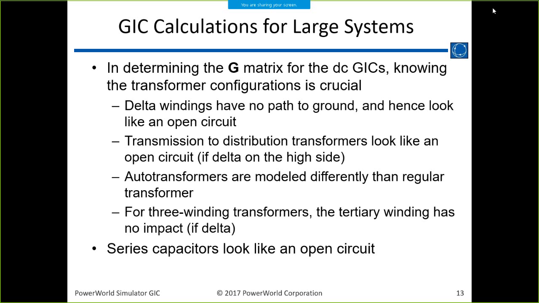What's going on with the tertiary windings out here in the west? You guys have series capacitors. A series capacitor is going to look like an open circuit. So if there's a series capacitor in a 500 kV line, that line is modeled with an open circuit in it. So there's no GICs on that line.